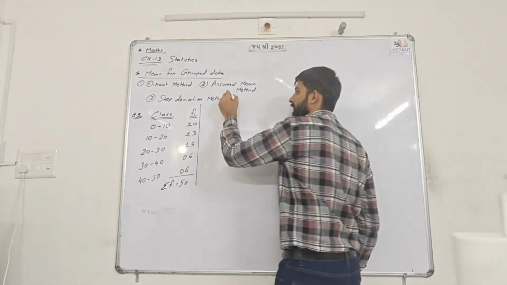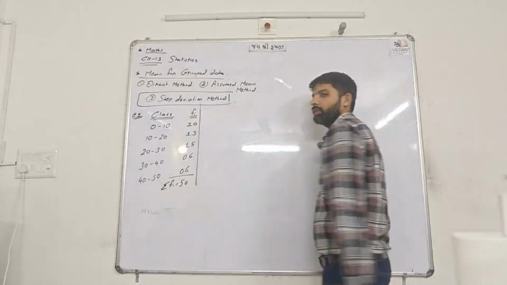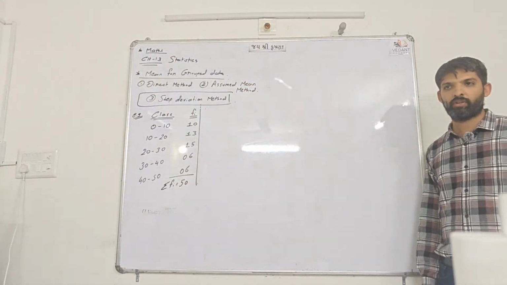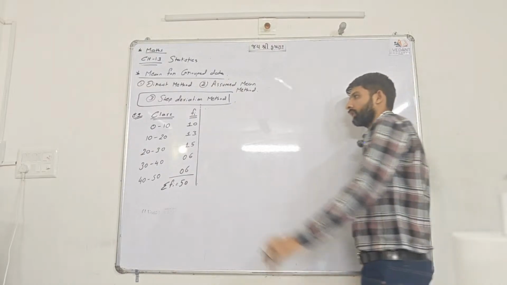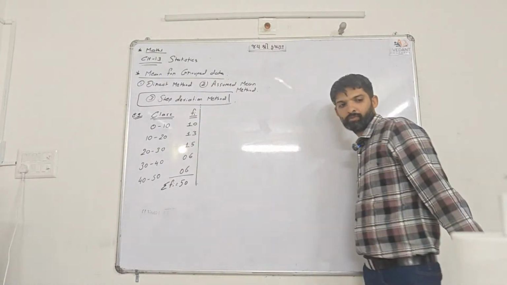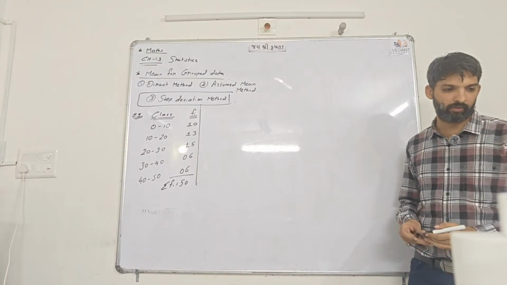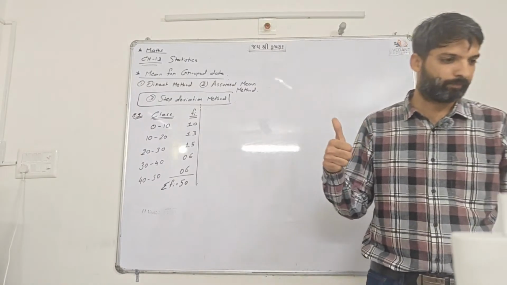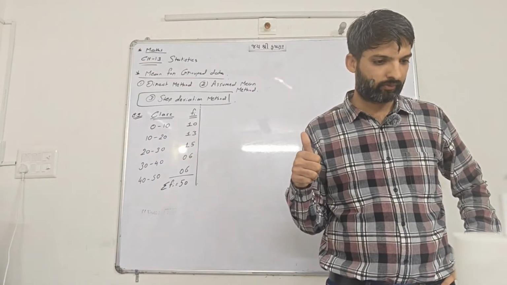Now let's study the third method, that is step deviation. Again, you have to repeat the steps. Okay, let's start with the third method. Shall I start?